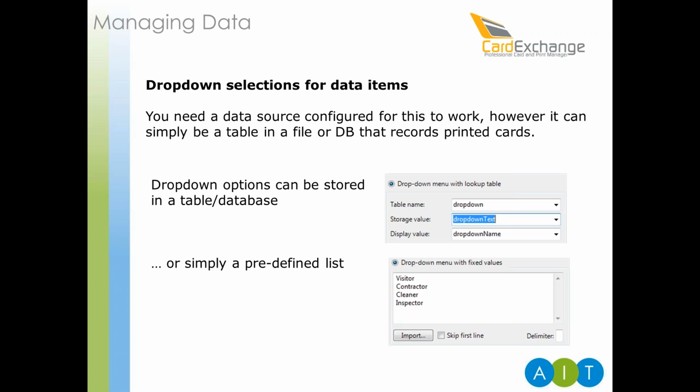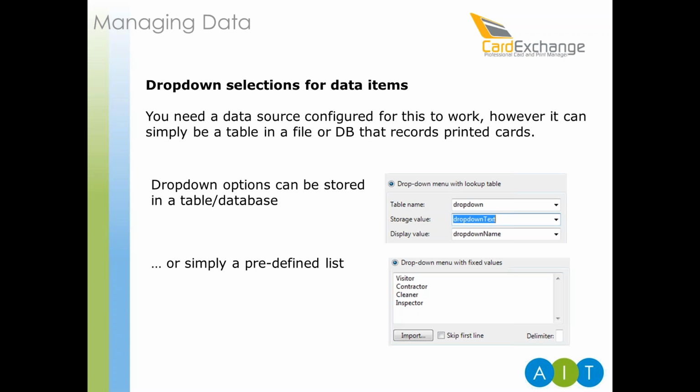We can either create a drop-down box by querying a table. So the table would typically just have two columns. One would show the list for the drop-down box, so you might just have visitor, contractor, caterer. The other column would actually give the value that will be displayed or stored in the database after selection.